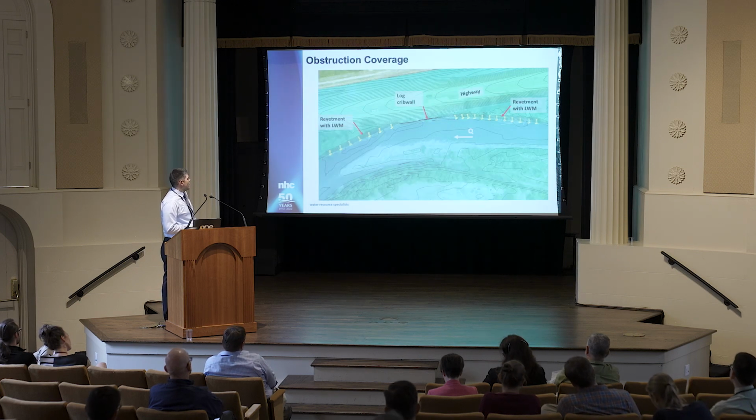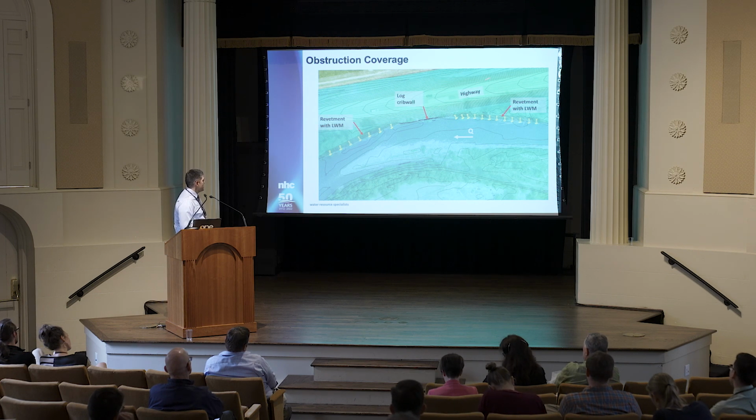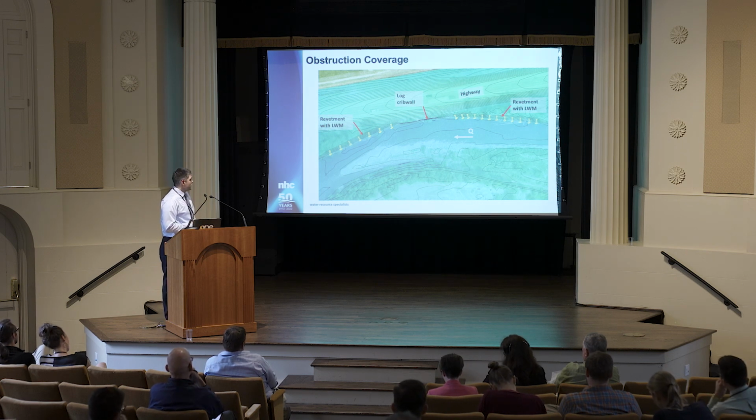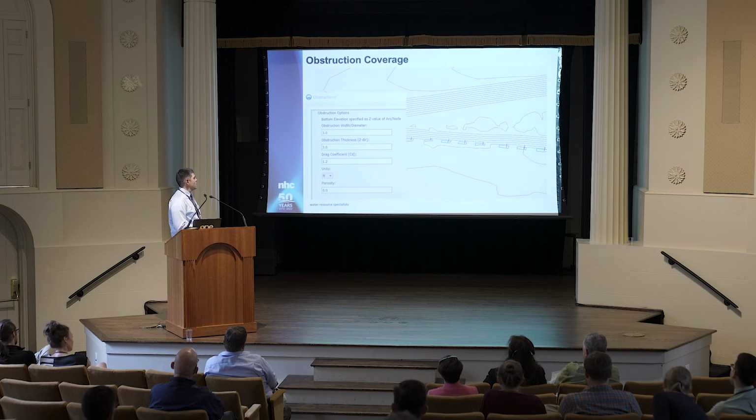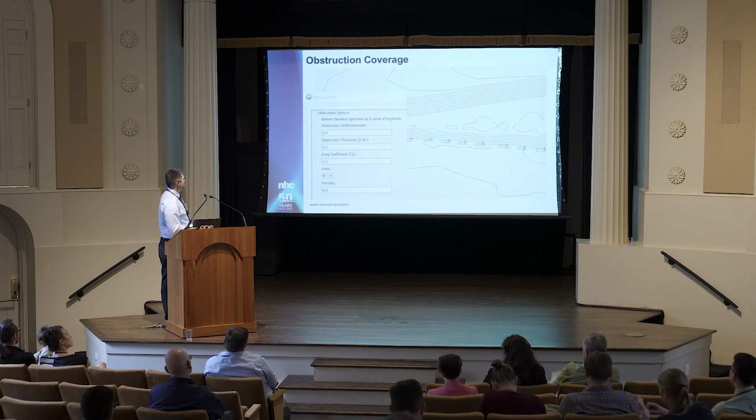In another project, this is the Dungeness River near Sequim, Washington. There is large woody material incorporated into a revetment. And in this case, these large woody material elements were essentially represented as computational obstructions within SRH-2D. So you see these red lines represent the center line of the constructed structure, and an appropriate drag coefficient and a porosity was introduced for these, as well as the necessary geometry to account for those.